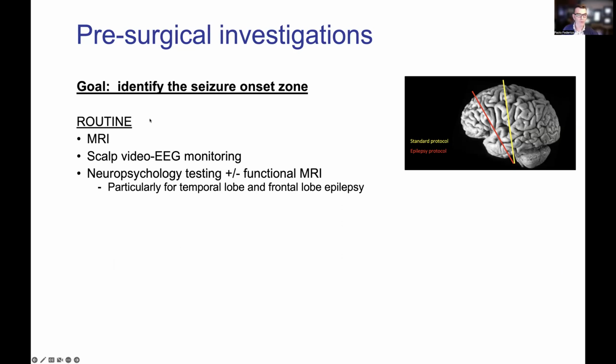Key imaging investigations include an MRI scan, which most patients will have already had. Then they'll also have to undergo scalp video EEG monitoring. This is where patients come into the hospital and have EEG electrodes applied to their scalp, and they are monitored 24 hours a day, waiting for seizures to arise. Then the video and EEG recordings of the seizures are reviewed to determine whether all of the seizures originate from a single area of the brain that is surgically accessible. In addition, we routinely perform neuropsychology and functional MRI testing to assess frontal and temporal lobe function for patients with frontal and temporal lobe epilepsy.